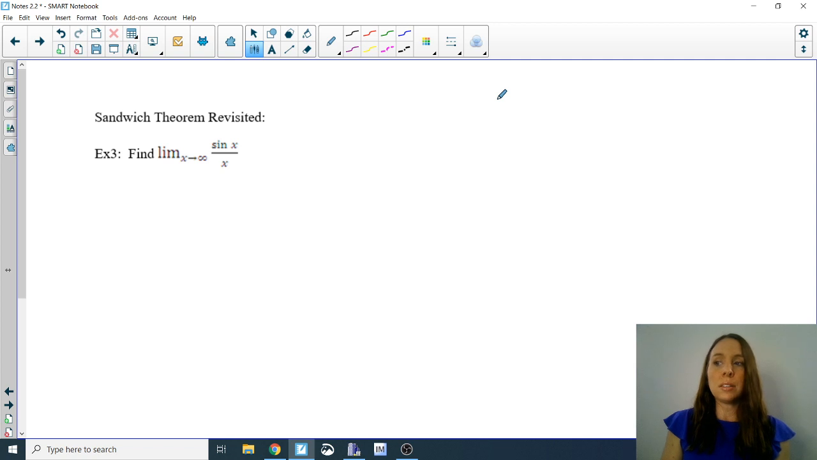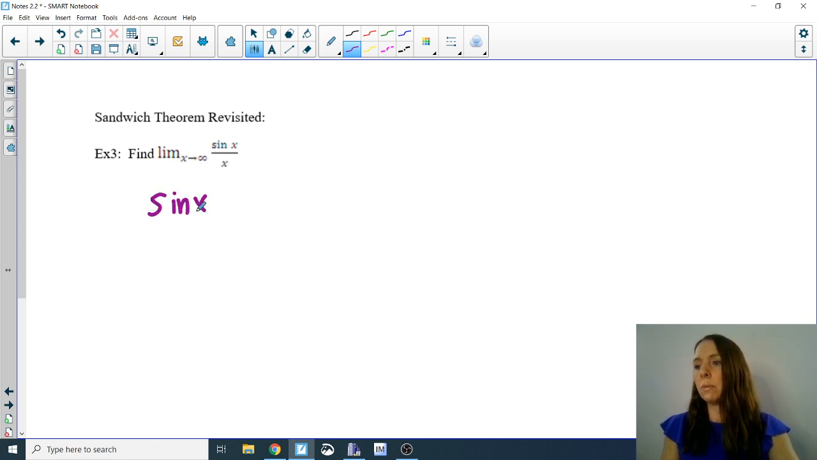Now, I'm not saying that you necessarily need to use the sandwich theorem to find this answer. You could probably just reason through it. You could use a calculator approximation method, as we did for the other two. But I just find that this is a good time to go over the sandwich theorem again, so let's just go for it. Okay, so what I'm going to do here, because I have a sine in the numerator of my function, I know that I can take that out and sandwich it between negative 1 and 1.